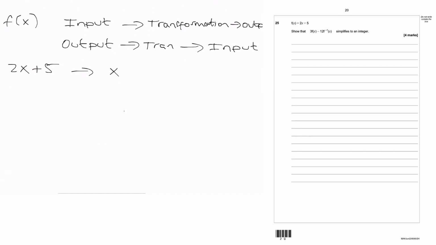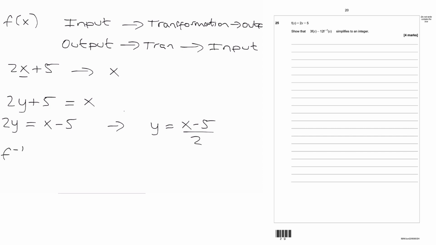So the way we do this is, let's call this x something else. Let's call this y. So we're going to say 2y plus 5 equals x. And what we want to do is find a value of y here that returns x. So we just rearrange this formula. So we have 2y equals x minus 5. And then we have y equals (x minus 5) over 2. And this value here is our inverse function. So this is our f^-1(x) equals (x minus 5) over 2.